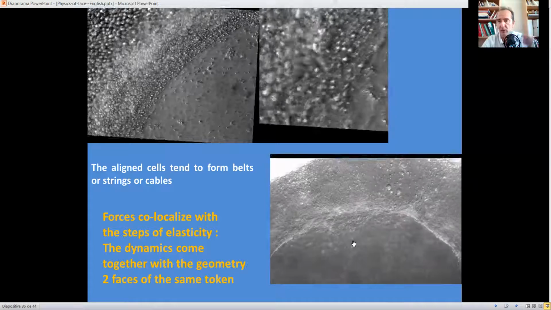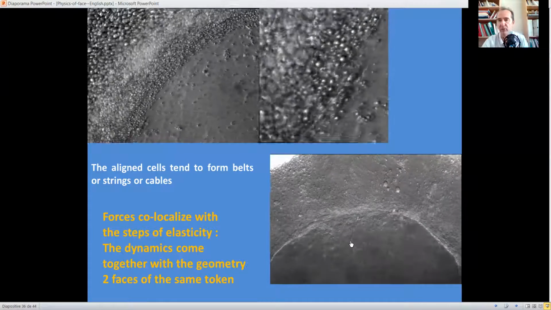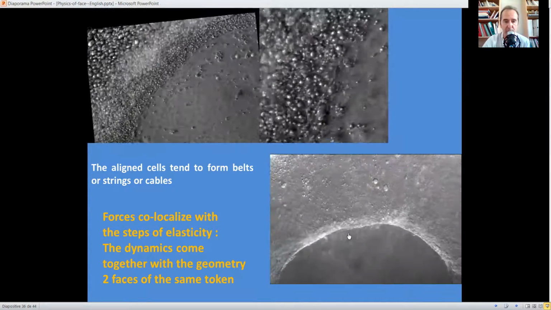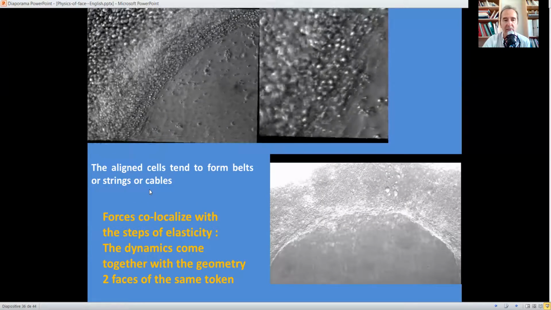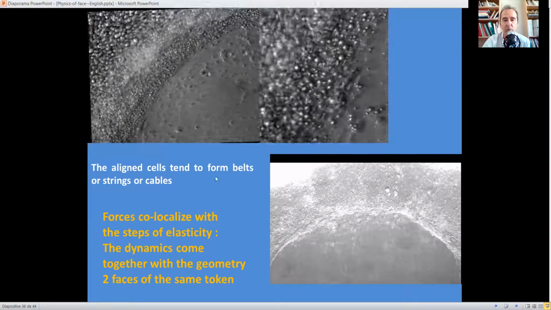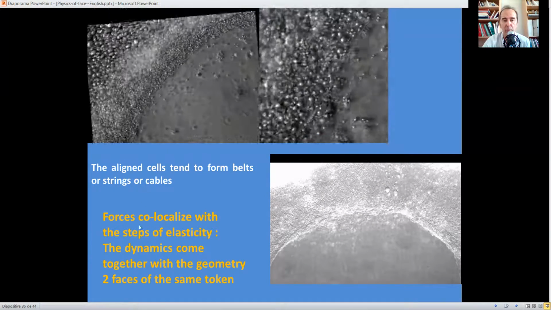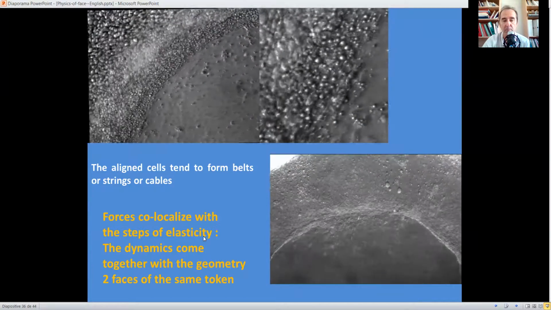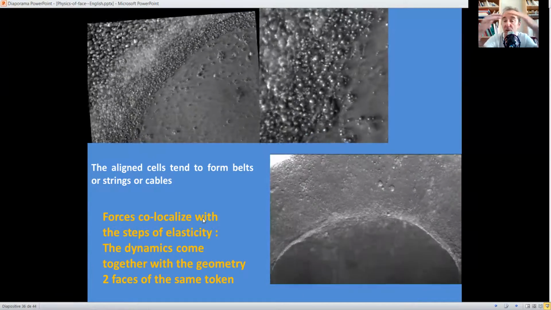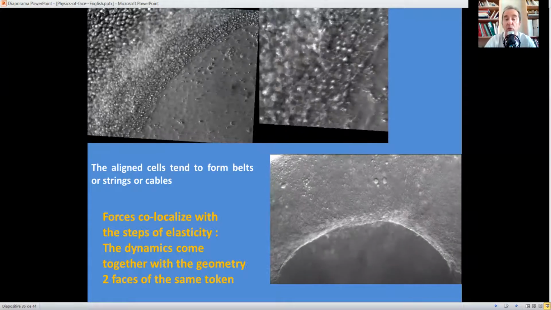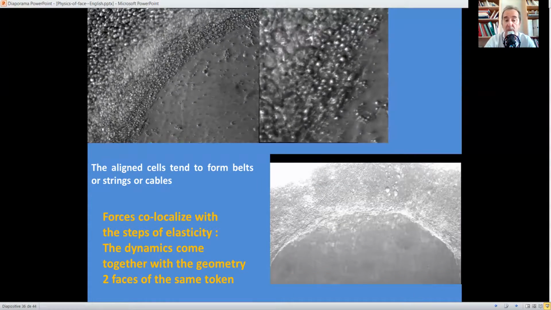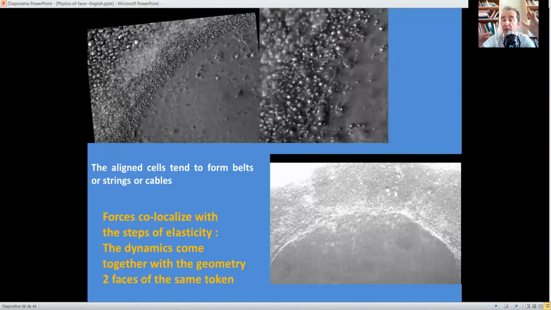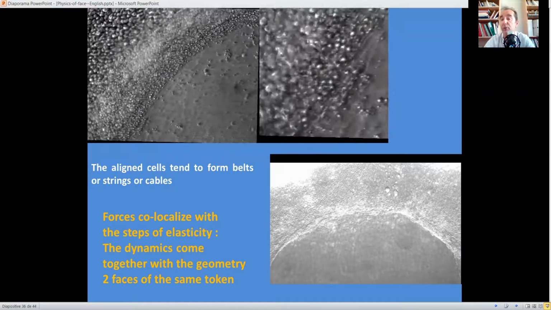This is why the optical grain is not the same in these two movies. So what you see is that you have aligned cells which form strings or cables. The forces co-localize with the steps of elasticity. And so the dynamics, which is the pulling force, comes together with the geometry. These are two faces of the same token. The geometry is in rings, and the forces are in rings too.